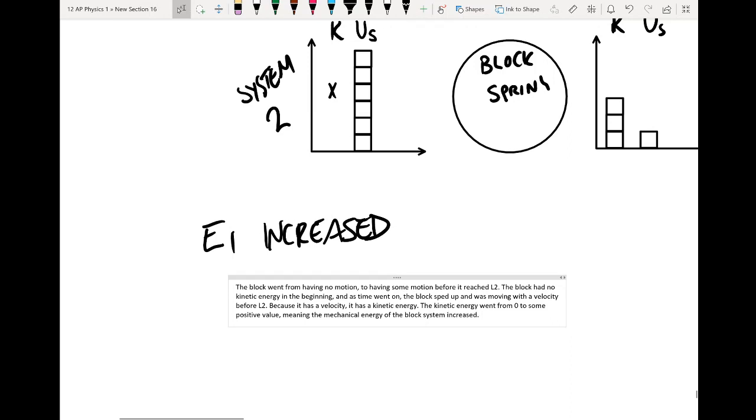And then maybe I'll add a little bit of something saying we don't have a change in potential energy, because the only things that can supply potential energy are the spring and the Earth-block system. Without the spring or the Earth, we can't have any potential energy. All right, so we kind of covered our bases there.